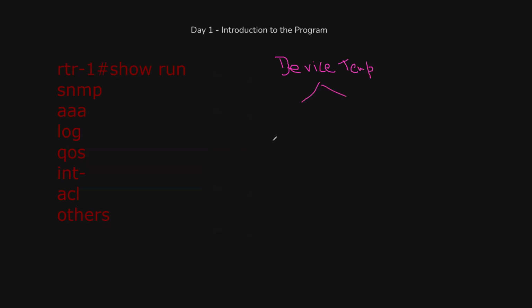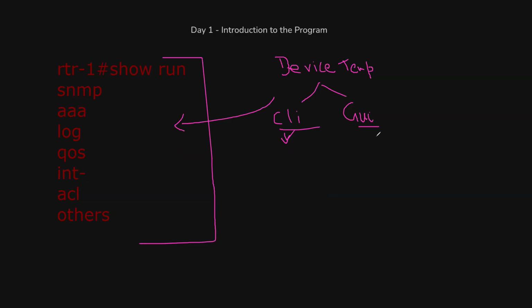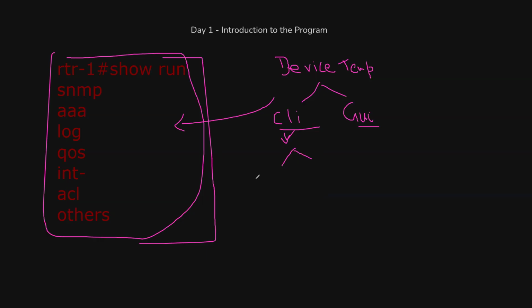Device template, we have two variations, CLI based device template and GUI based device template. Now we are going to focus today on the CLI part. Later on, we'll discuss the GUI. The CLI template is as it is, what you can see in Cisco routers or switches, but it has two variations.